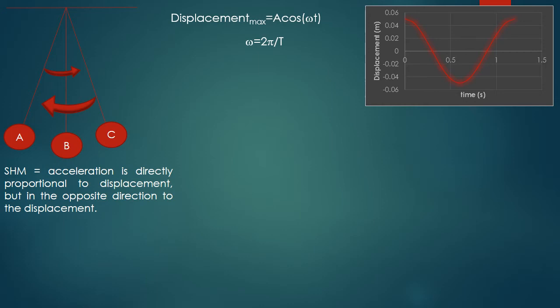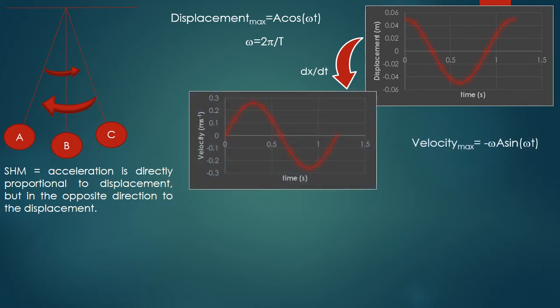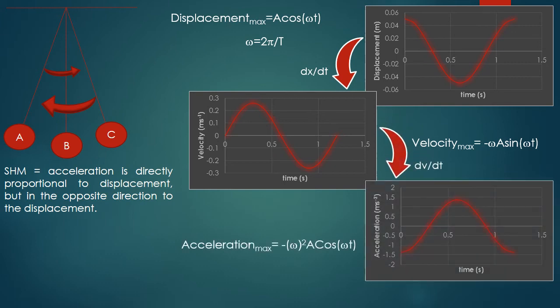You work out the velocity by differentiating the displacement with respect to lowercase t, and you get minus omega A sine omega t. From here you differentiate the velocity to get the acceleration, which is equal to minus omega squared A cos omega t.